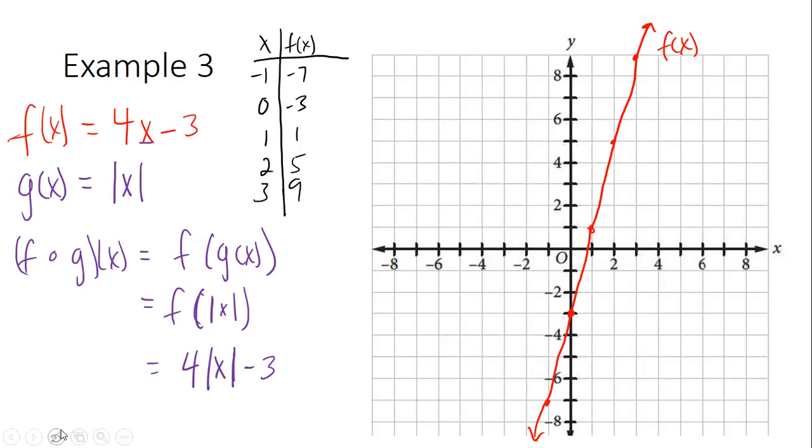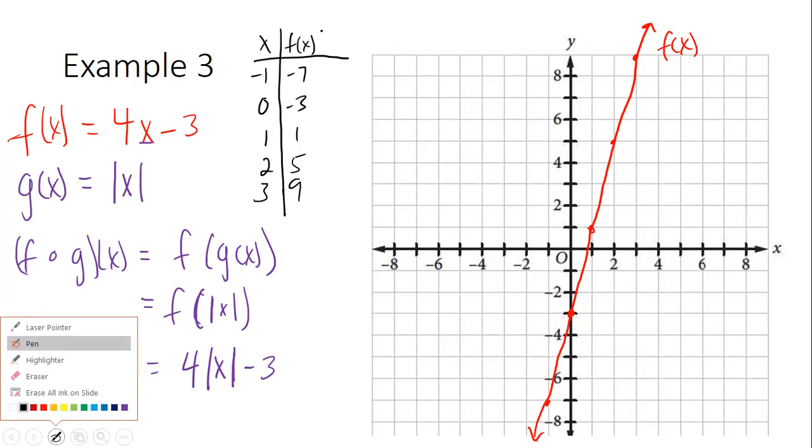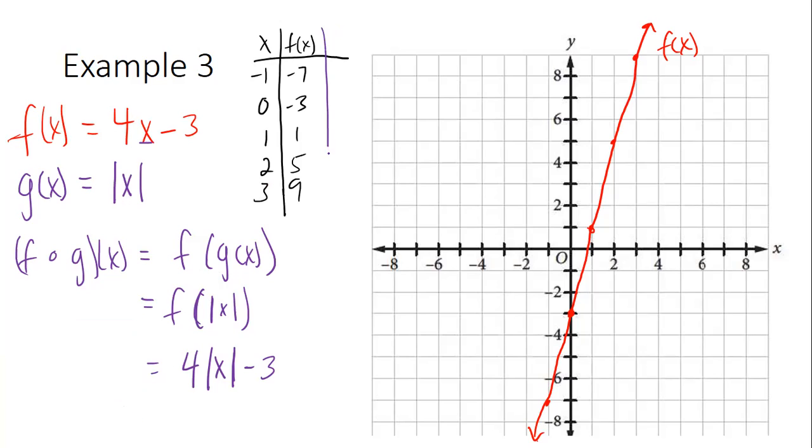So now, when we are looking to graph our new one, f composed of the absolute value of x, the only ones that would be different are which two?